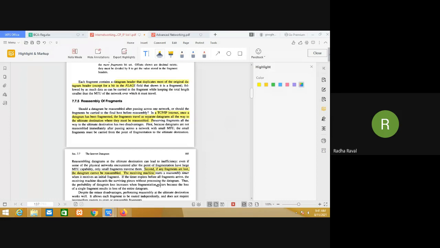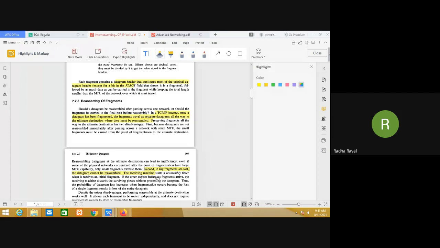The probability of datagram loss increases when fragmentation occurs, because loss of a single fragment results in loss of the entire datagram. That is also an important thing. If you lose any single fragment, it means you lost the whole datagram. No destination will process your datagram, and they will send back to the source.